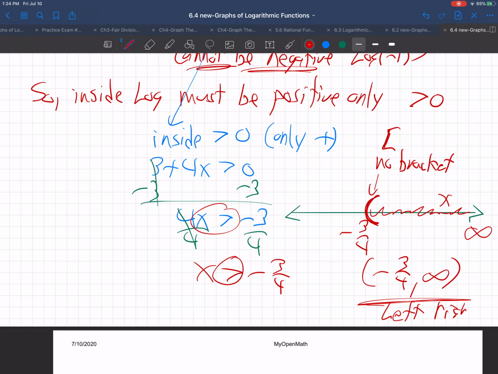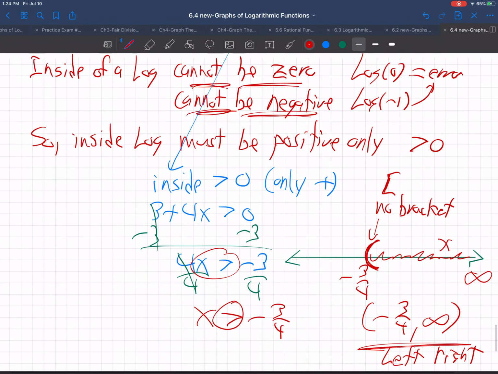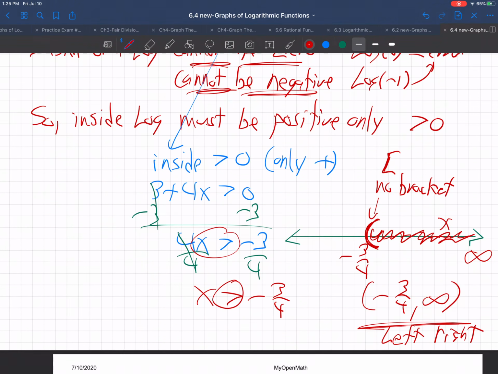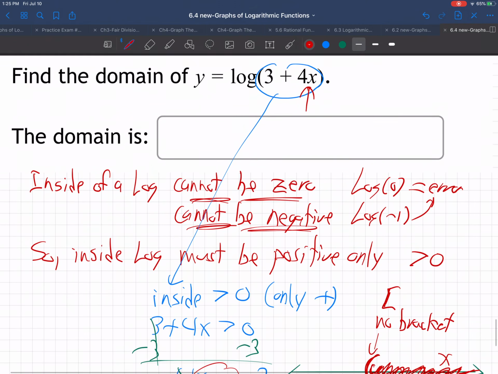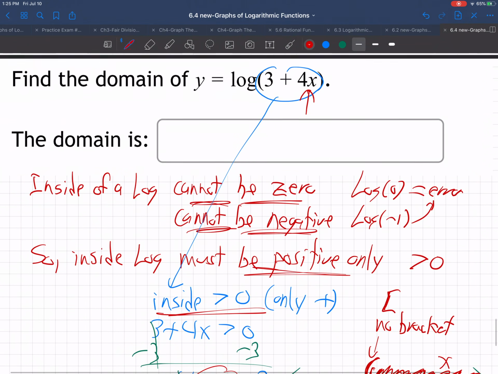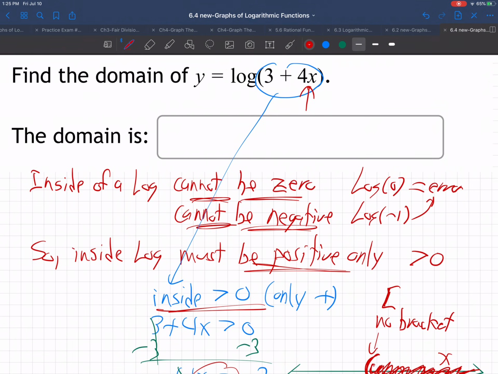That's the left edge and right edge of the shaded piece. All the numbers possible, the domain, everything you can plug into that log function for x. What are you allowed to put in for x? Any number from negative 3/4 to infinity can be plugged into x, and that'll make the inside positive and it'll be acceptable. It won't be negative or 0 and be an error. So that's the domain, the allowable x's.